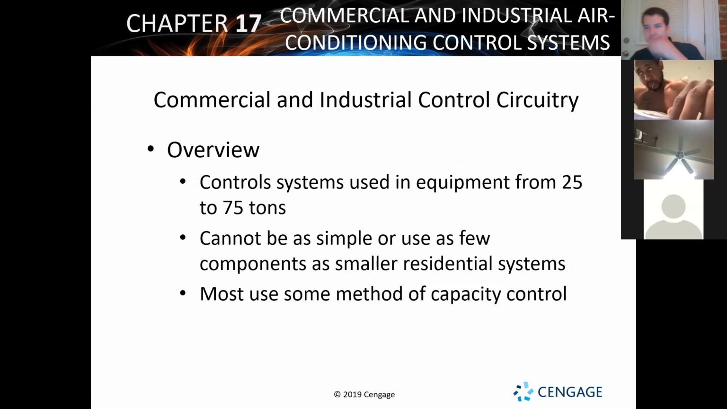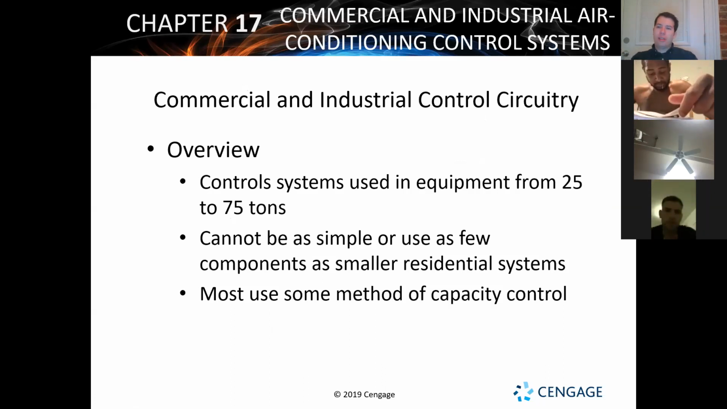The big difference with commercial systems and the circuitry for them is the voltage, all right? So typically in residential, we have high voltage come into a transformer, change to low voltage, and we use that low voltage for our controls. Industrial and commercial, there is no transformer. You use 120 volts for your controls. So a contactor, instead of having 24 volts going to the coil, it's 120 volts going to the coil.